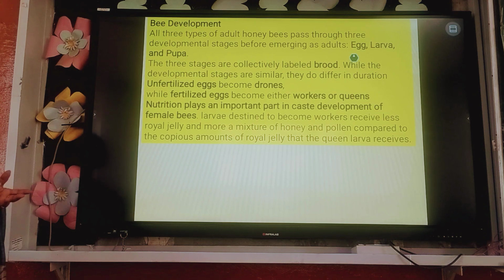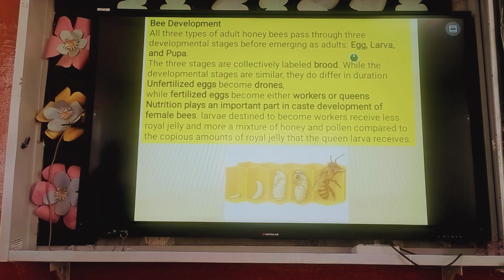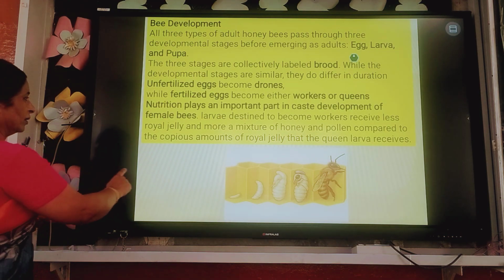So in bee development in detail, when you study egg changing into larva, and larva changing into pupa, all these stages are collectively labeled as brood. While the developmental stages are similar, they differ in duration. Unfertilized eggs change into drones, fertilized ones become workers or queen. Mainly, nutrition plays an important role in the caste development of the female bees. The one that receives the royal jelly will become the queen.